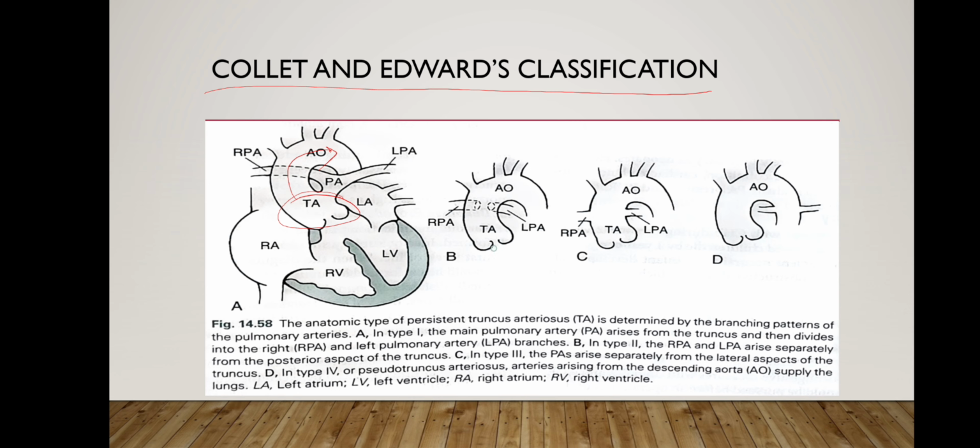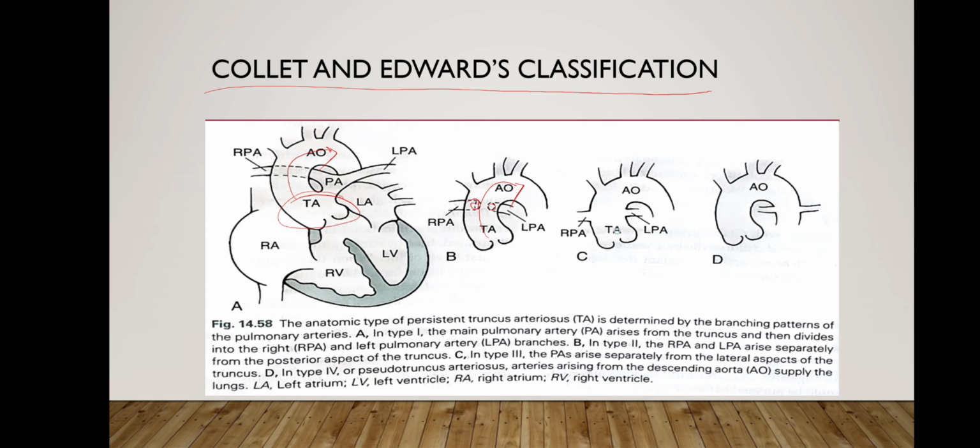In type 2, the truncus arteriosus is continuous with the aorta, just like the aorta, and the left and right main pulmonary arteries originate from the posterior surface of the truncus arteriosus.